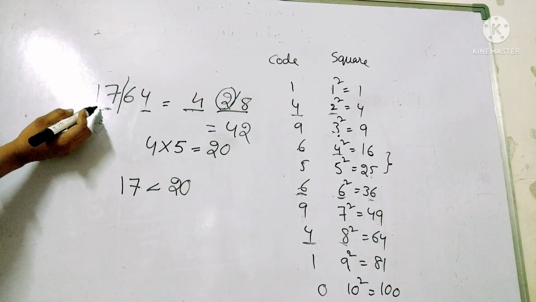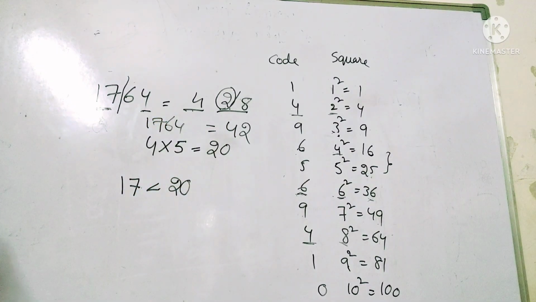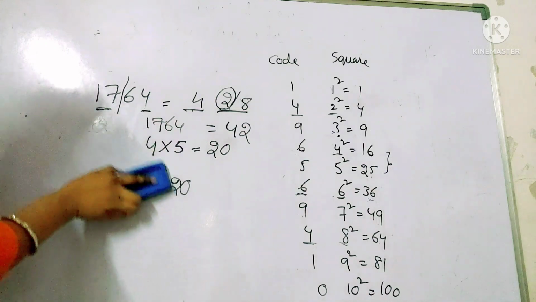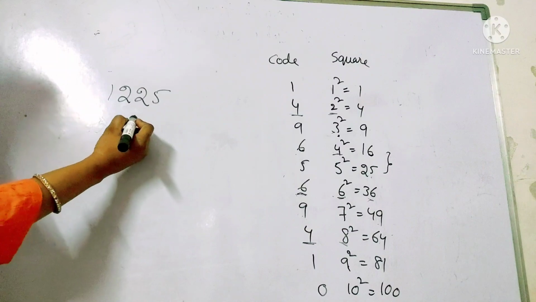The square root of 1764 is 42. Now let's see one more example. Now 1, 2, 2, 5.